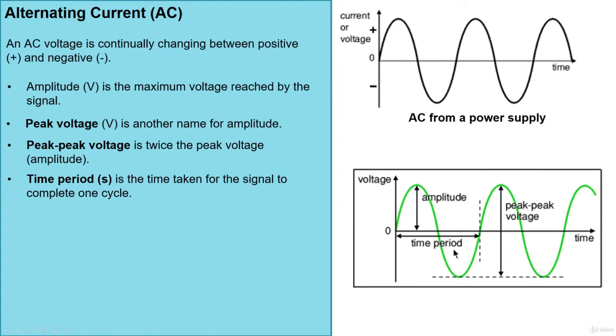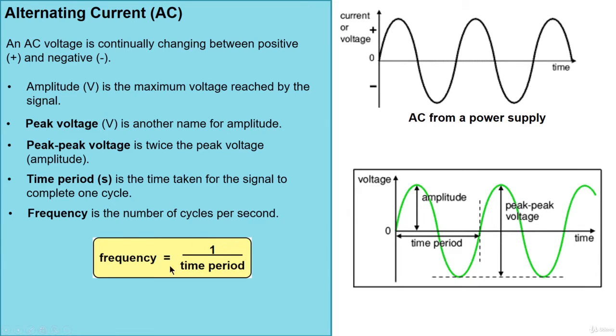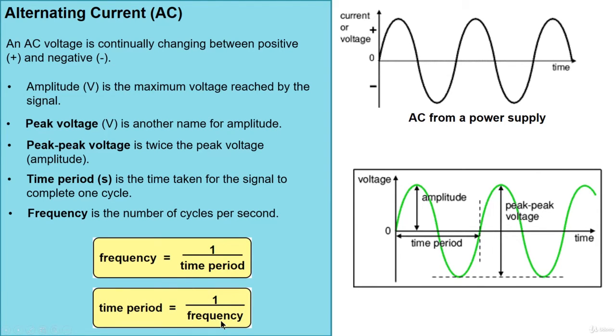Let's think about it. If the time period increases, does the frequency increase or decrease? Exactly, it decreases because it needs more time to complete one cycle. So we can say that frequency is inversely proportional to the time period, and the equation of frequency is the following. So frequency is the inverse of the time period, while time period is the inverse of frequency. I hope it makes sense.